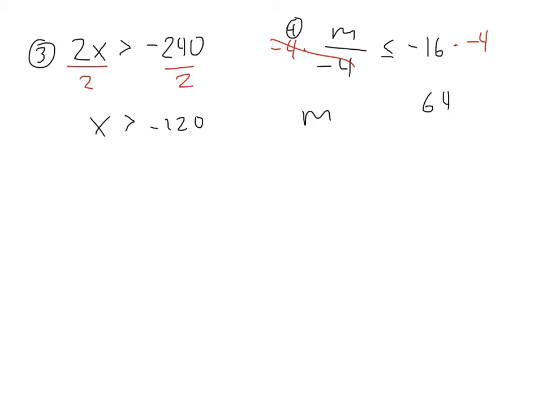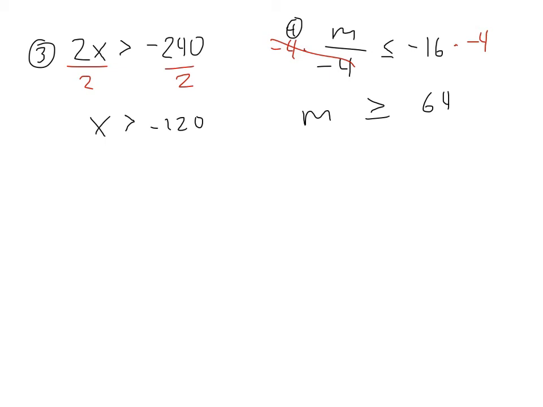Now, what about my sign, though? Well, let's see, what was doing the work here? Well, it was the negative 4. I was taking both sides of the equation times a negative number, and when you do that, it means flip the direction of the sign. M is greater than or equal to positive 64.